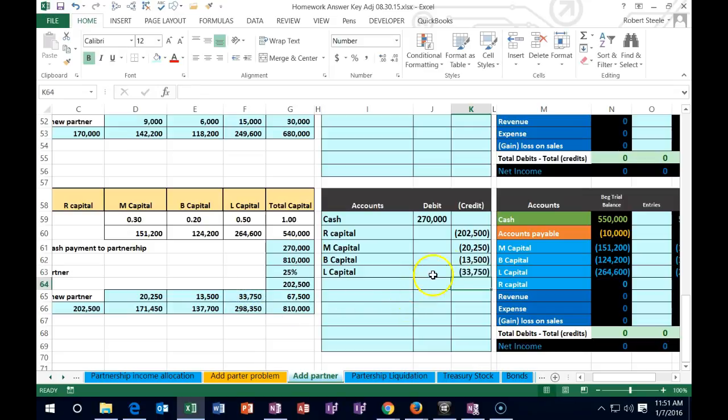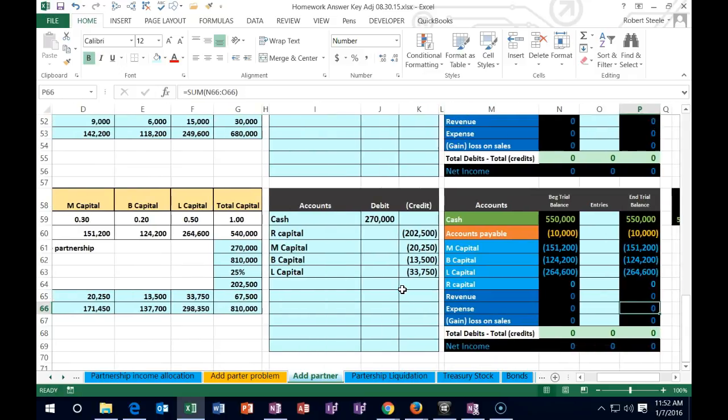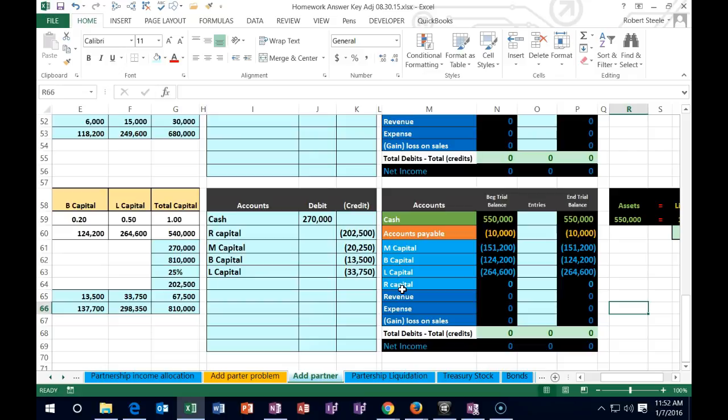So are we in balance now? Let's see. If we take a look at the credits, we're at 270. That equals the debits. We can also highlight the debits minus the credits equal 0. So we are in balance. Let's post this out and see if it does what we think it should do. What do we think it should do? We think that R's capital account should end up to be that, M's capital account that, B that, L that. And then we should have a total capital of the 810, which also represents the book value, the assets minus liability of the partnership.